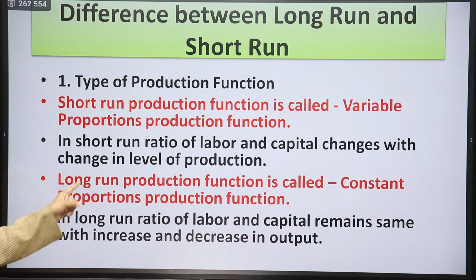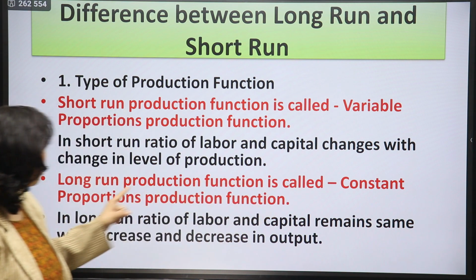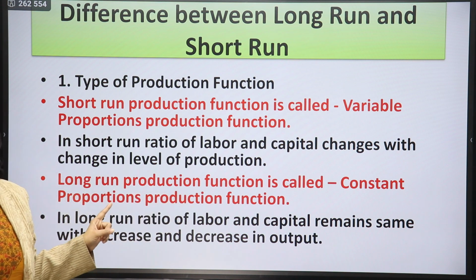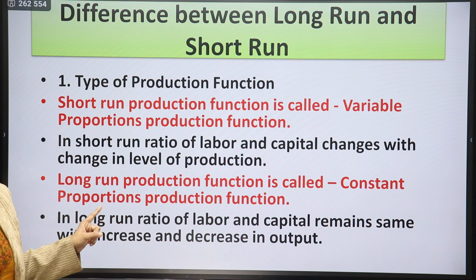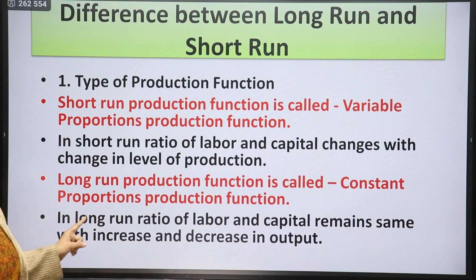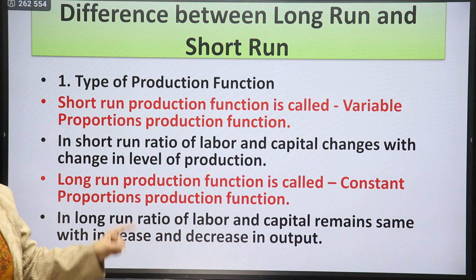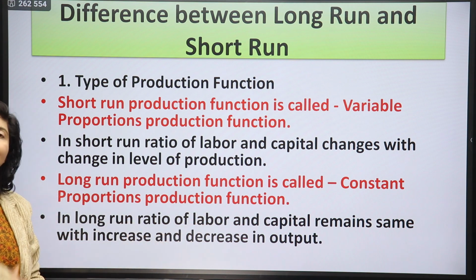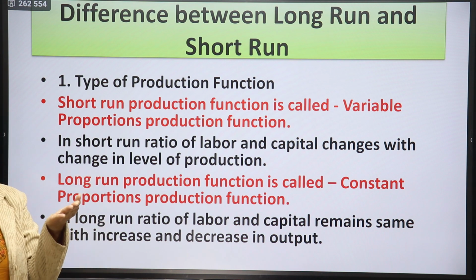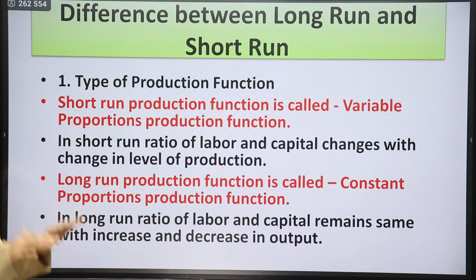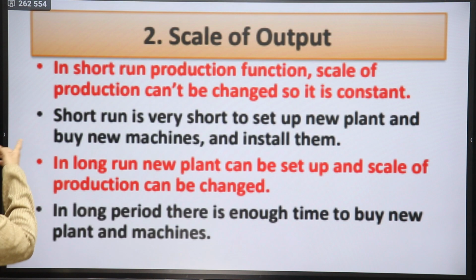So here in the long run production function, it is called constant proportions production function because the quantity of both the factors, variable and fixed, changes. That's why the ratio can be kept constant. In the long run, the ratio of labor and capital remains the same with increase and decrease in output. That means if we want to increase our output, we will increase the quantity of both of them. And if we want to decrease the output, we will decrease the quantity of both labor and capital.